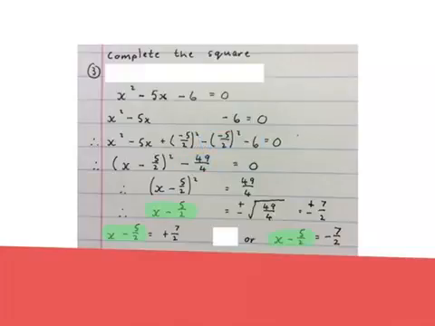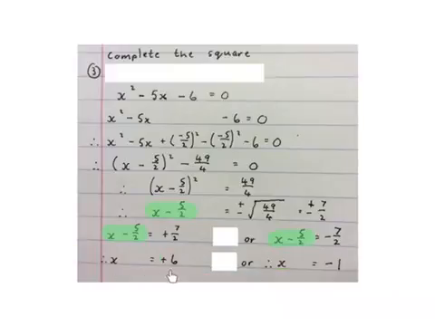Then we break the sum into 2 parts. This x minus 5 over 2 becomes plus 7 over 2, or x minus 5 over 2 becomes minus 7 over 2. Just solve those 2 equations separately. Then x equals to plus 6 or x equals to minus 1. Use a calculator if it's ugly numbers.